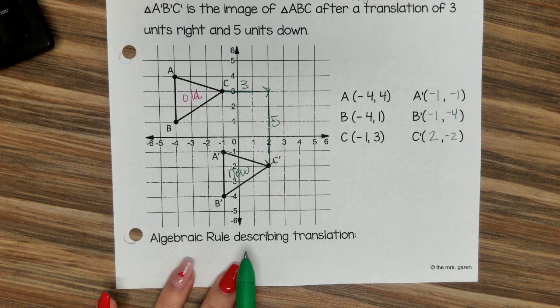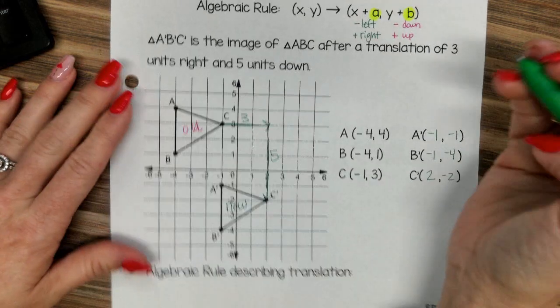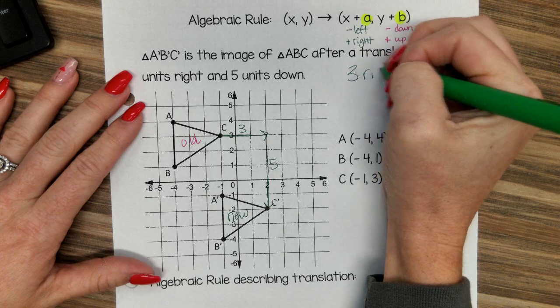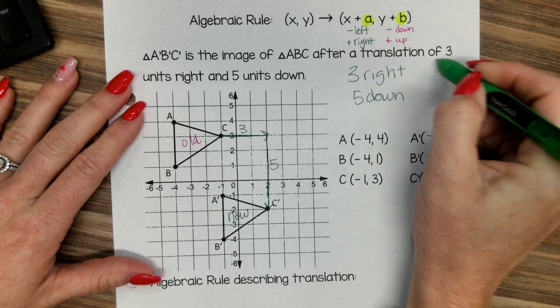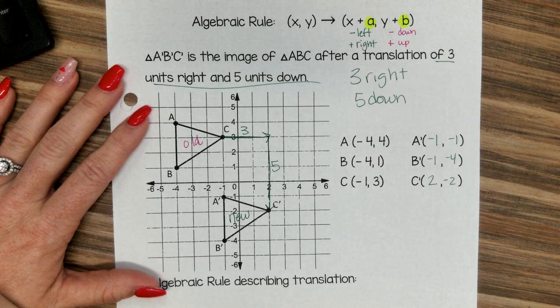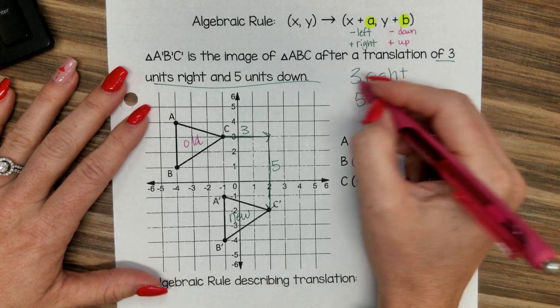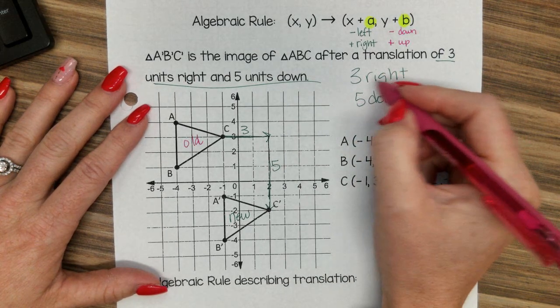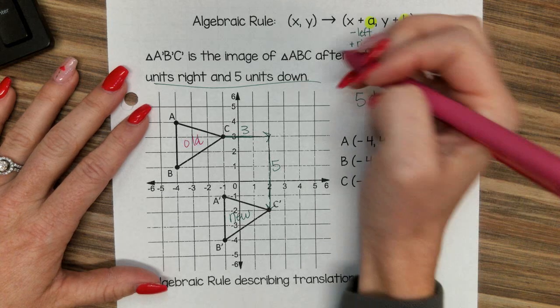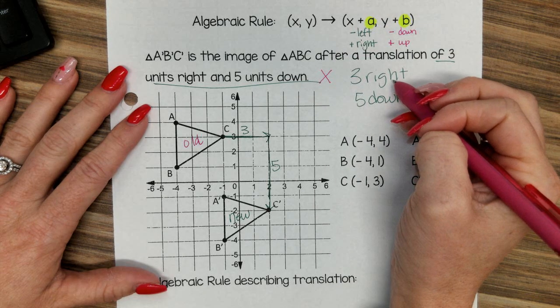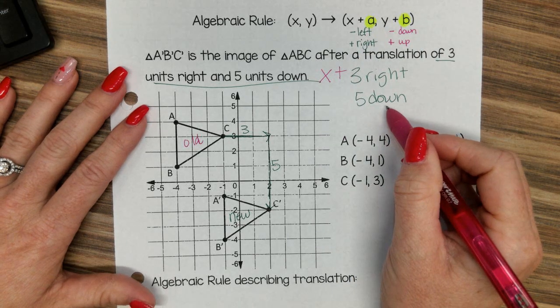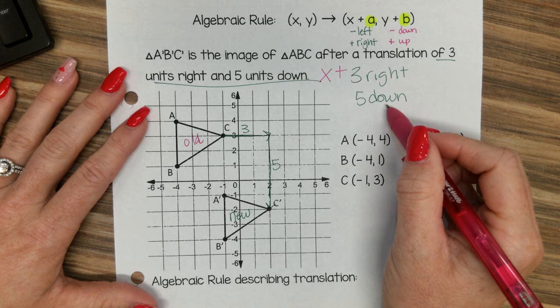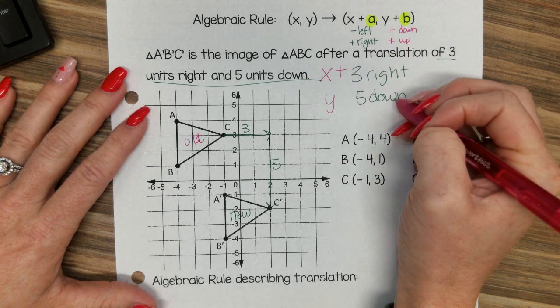All right, what is the rule describing this? So everybody look, we need 3 right, 5 down. I got that from right here. Which axis goes right and left? X. Would right be plus or minus? Plus. Which axis goes up and down? The Y. Would down be plus or minus?